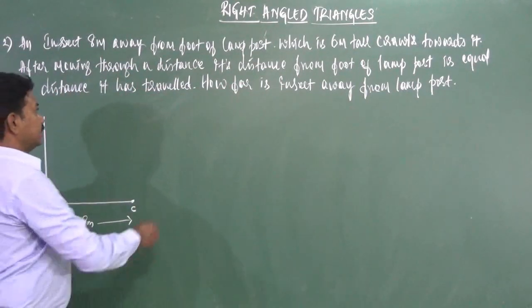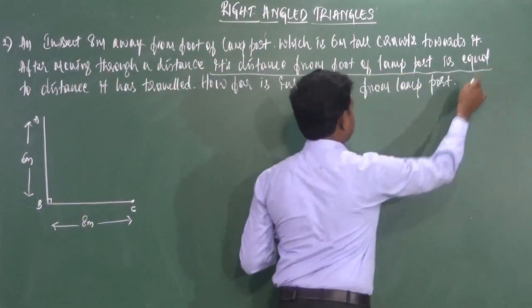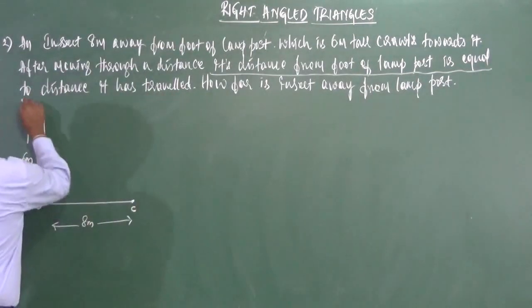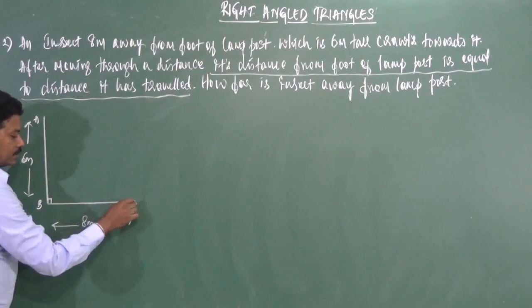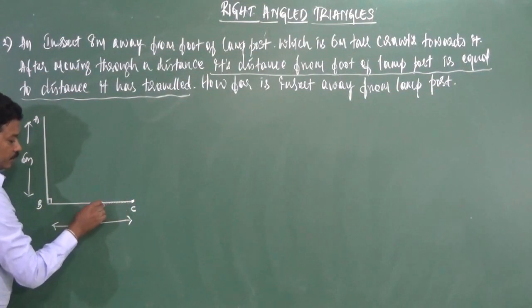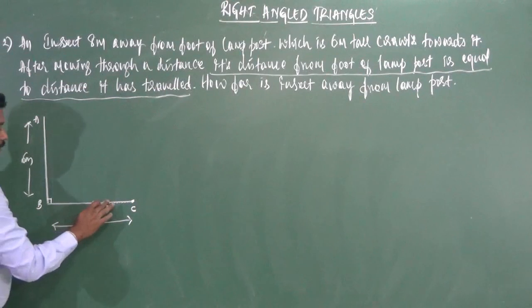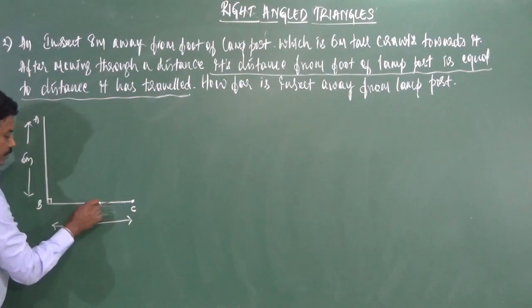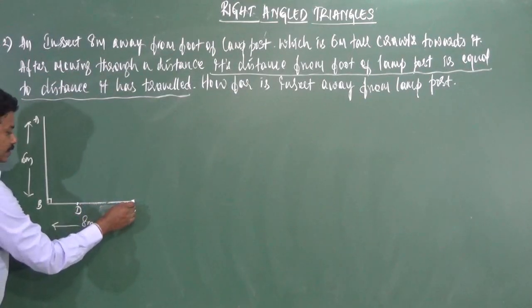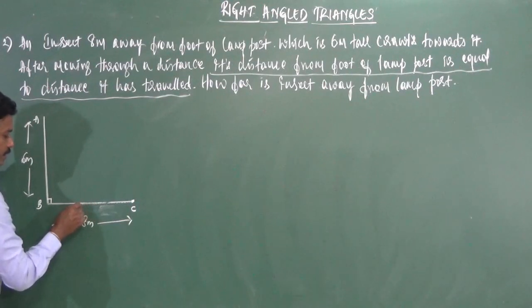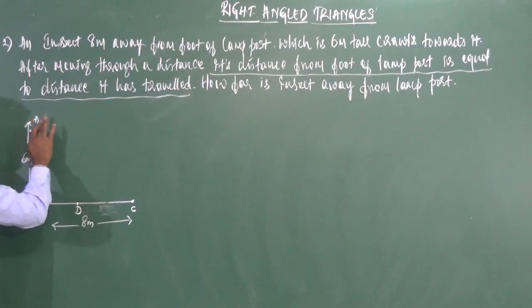This is the coincidence here. You have to read it very carefully. Its distance from the foot of the lamp post is equal to the distance it has travelled. Let us imagine the insect was at this point. It has started crawling towards the foot of the lamp post. When crawling, it comes to this particular point D. Now the distance the insect has travelled is equal to the distance of the insect from the top of the lamp post.